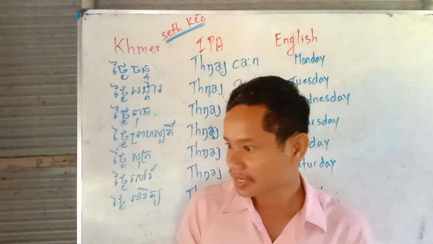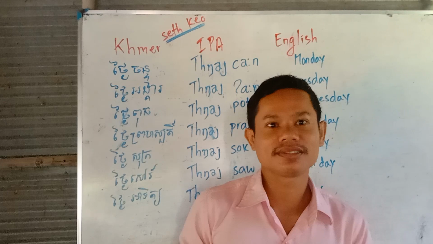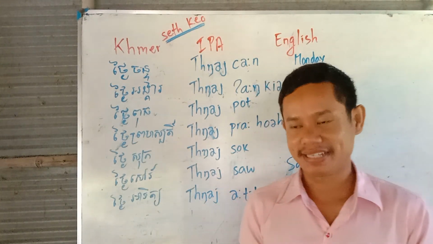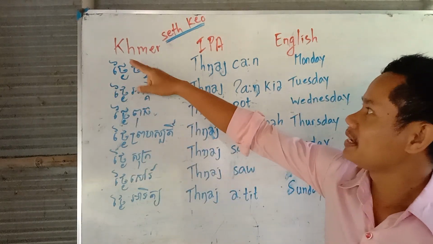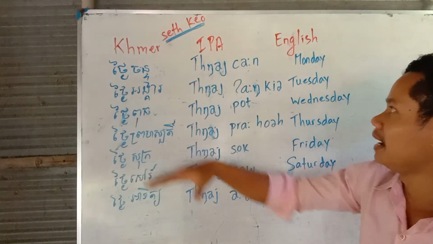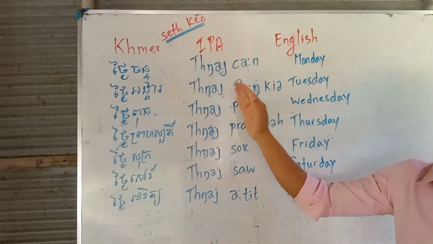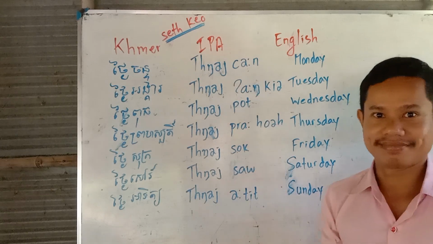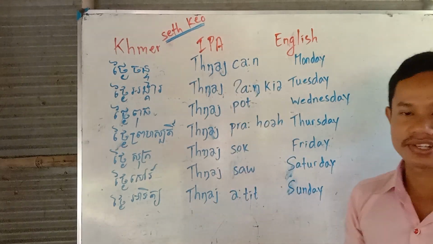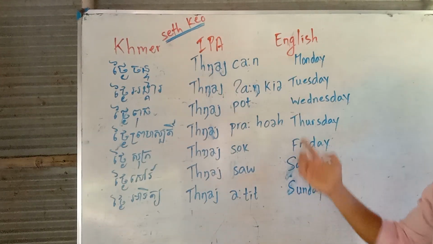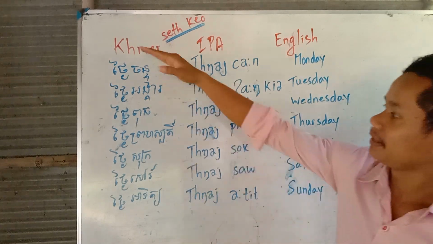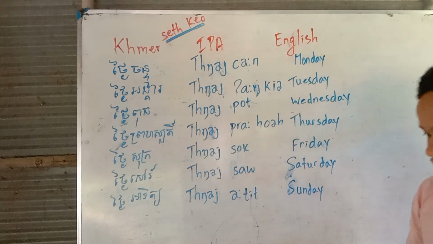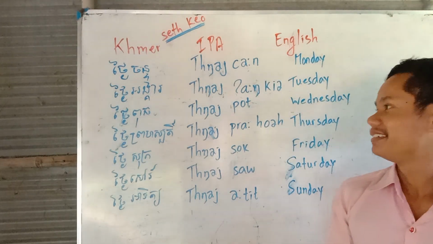Today I want to teach you about the days of the week in Khmer. This is the Khmer language, and this is IPA, or pronunciation, and this is English. Khmer, IPA or pronunciation, and English. Let's start together.